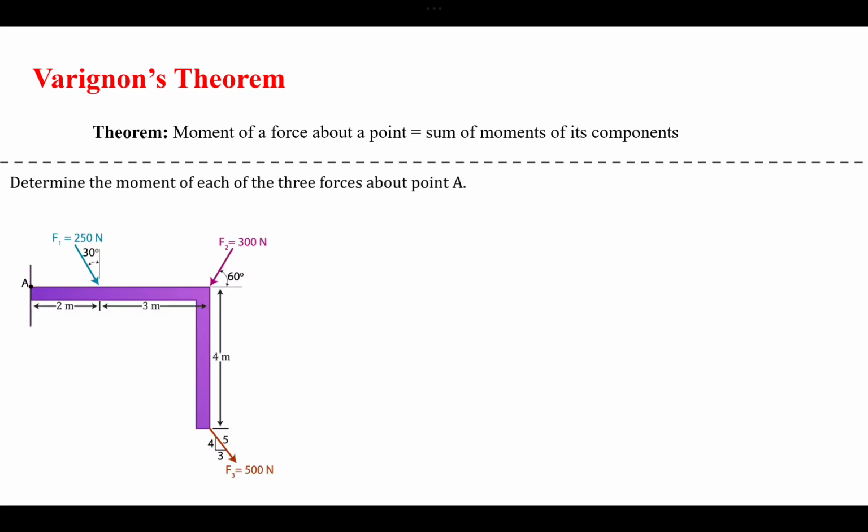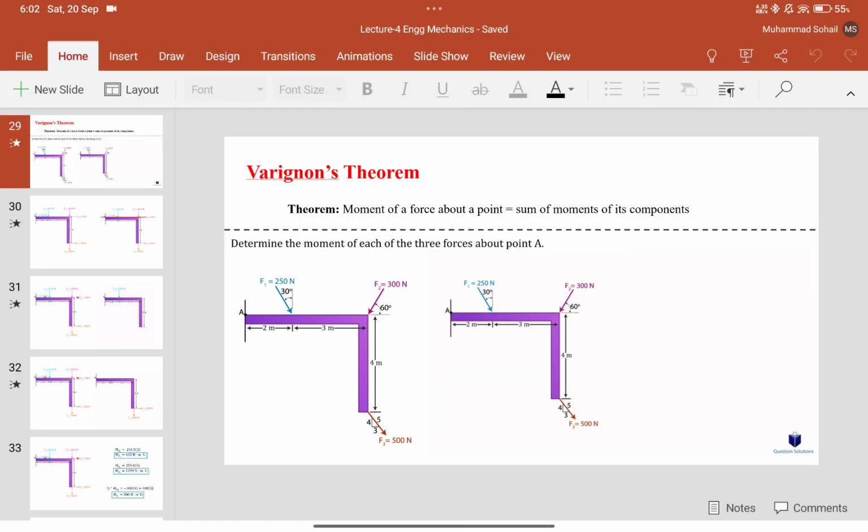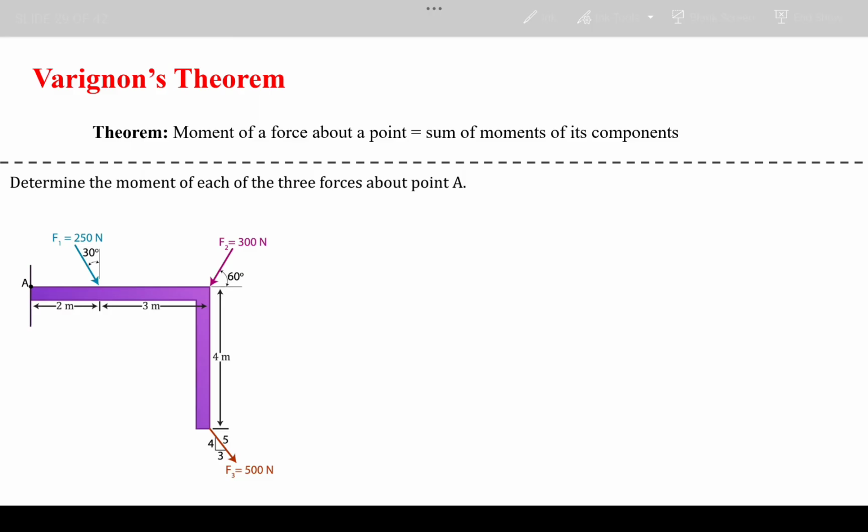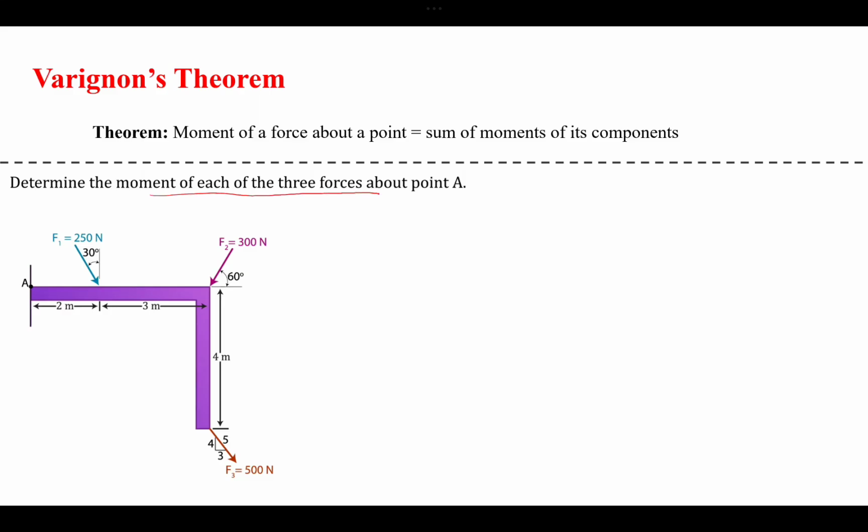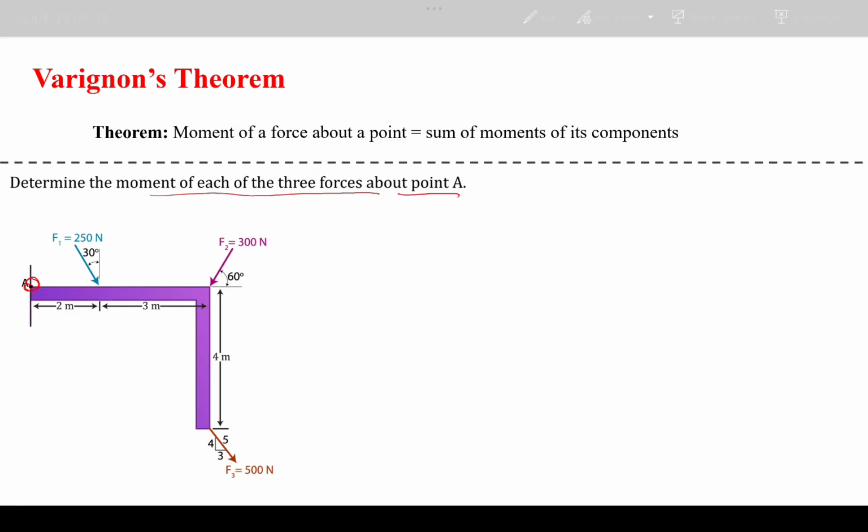And let's look at a basic example where we are trying to determine the moment of these three forces about point A. So we have this point A right here, and we are trying to determine the moment of F1, F2 and F3. First we need to split them into components, because these are at specific angles, and what we need is a perpendicular distance from point A. In order to do that we have to split them into components.